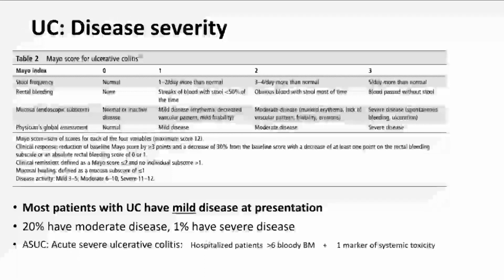But what is important from here is to assess that they are going to ask about stool frequency, about the presence of rectal bleeding, the frequency and the characteristics of the stool. And then there's a score based on the colonoscopy, and there's also a score based on what the physician thinks is the severity of the disease. I think that from here, what is important to know is that anything from 6 to 12 is moderate to severe, and anything from 3 to 5 is mild.